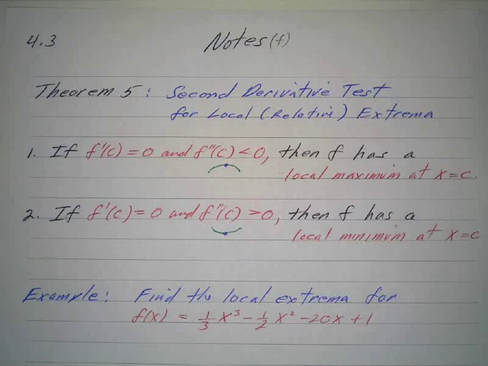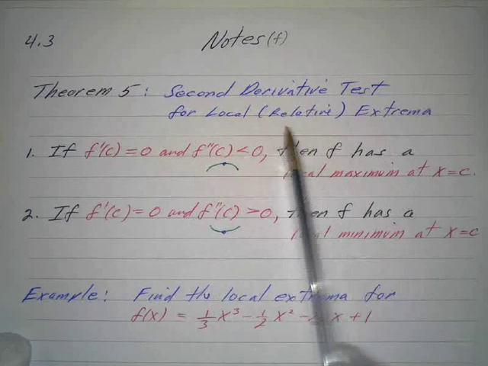Okay, here are some more notes on section 4.3, and this is Theorem 5. This is called the second derivative test for local or relative extrema. So how are we going to use the second derivative test? Well, that usually tells us about concavity. So we'll go over this statement, Theorem 5 again, the second derivative test for local or relative extrema.